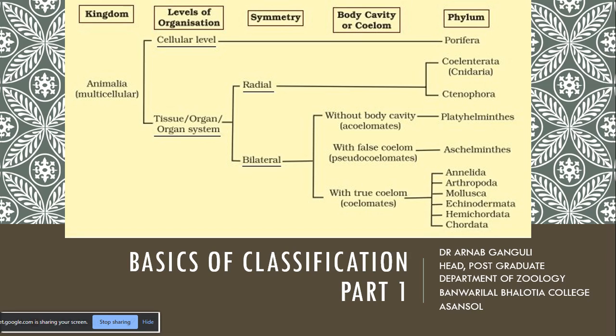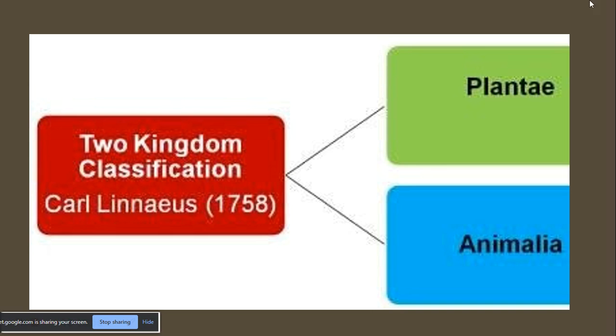So let me go to the next slide. Okay, this is the two kingdom classification by Linnaeus in 1758. This is the famous Linnaean system, Carl Linnaeus, the famous system of classification, plant and animal. Actually, he did not give the name Plantae. The name was Vegetabilia. So the name came from vegetables.